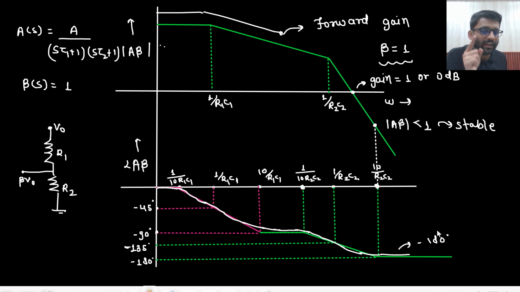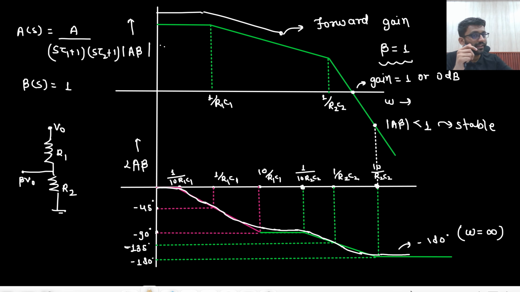Actually, minus 180 degree phase shift you are going to get at omega equals to infinity, not at omega equals to this frequency. So minus 180 degree phase shift will come at omega equals to infinity. So you have to check at omega equals to infinity. Are you getting this point? You have to check at omega equals to infinity, because minus 180 degree phase shift will come at infinity. So at infinity, certainly the gain will be lesser than 1. Say yes or no.